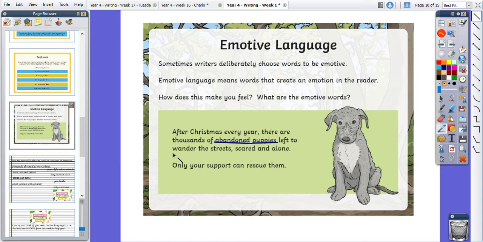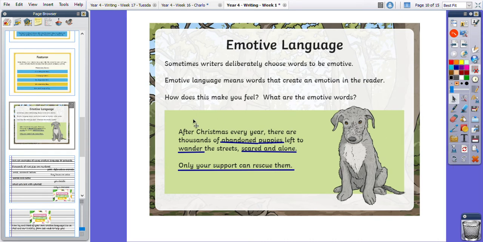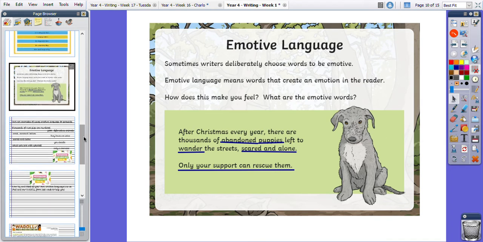They're left to wander the streets, so we're exaggerating every single word, okay? It's making us feel so sorry for these little dogs, and they're scared and alone. And then it persuades you even more because it says only your support can rescue them, so it makes you feel like you're responsible and you're the one who can save them. And that's what you're going to try and create today. We're going to make a word bank of vocabulary to help us with our emotive language, and then we're going to use it in sentences.